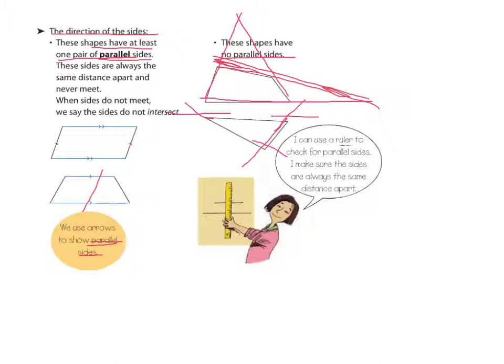We can use our ruler to check for parallel lines. They need to be the same distance apart on either end of the shape. So parallel lines and no parallel lines is another attribute we could use to describe shapes. So far we have side length, we have the direction of the sides, whether or not they are parallel or not, intersecting and perpendicular. So the direction of the sides is one way to describe shapes. The length of the sides is one way to describe shapes.